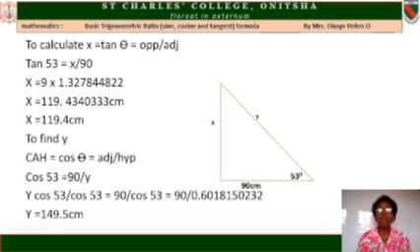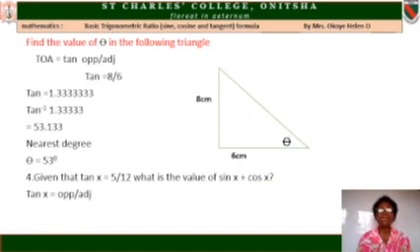Cosine of angle 53 is 0.60181500232. Multiply by dividing: y equals 90 divided by 0.60181500232. Y equals 149.5 cm to one decimal point. Find the value of theta.